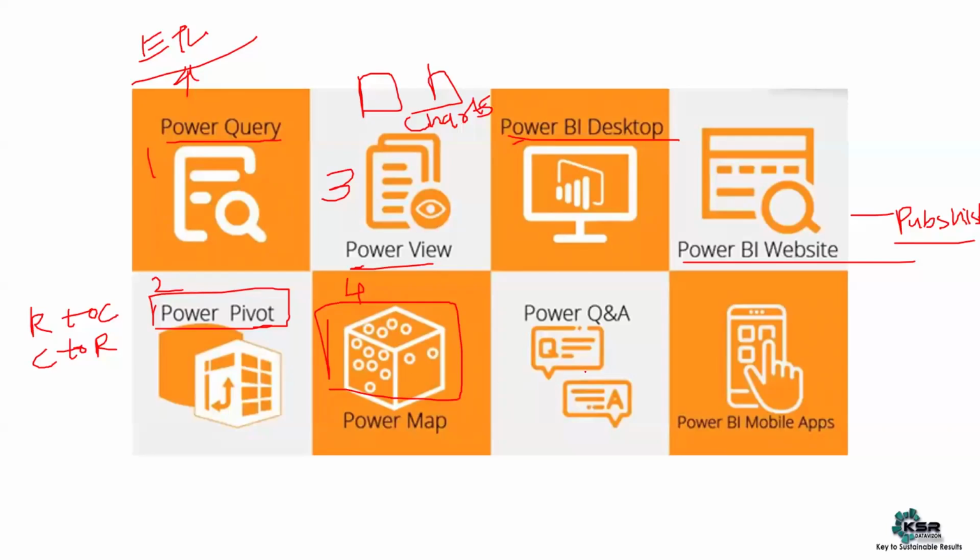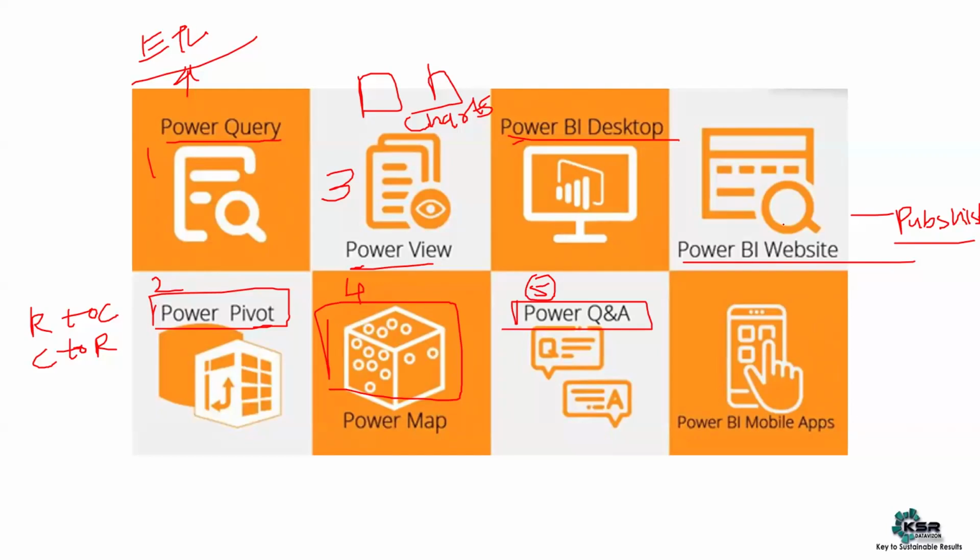This is component four. There is a component called Power Q&A, which I've already highlighted while explaining the differences. Q&A is nothing but your Copilot. With the latest update, it is called Copilot, but previously it was called Power Q&A, and it is still present. So this is component five. All these components are part of Power BI Desktop.